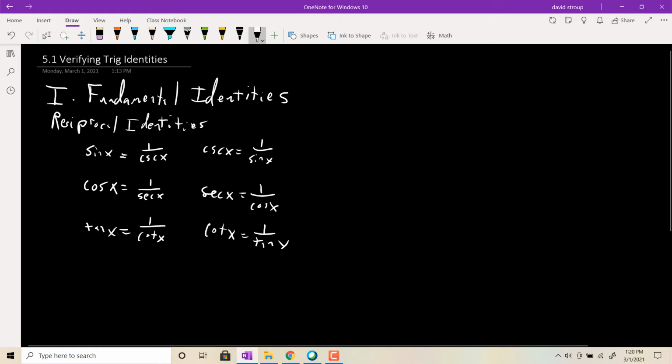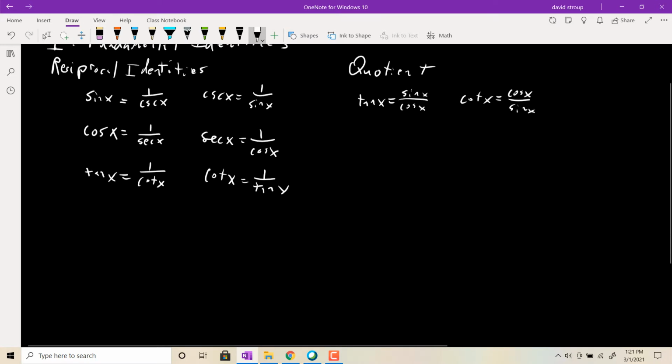Okay. Along with those, we always have the quotient identities, and that only really applies to tan and cotan. So tan x is equal to sine x over cosine x, and then cotan x is equal to cosine x over sine x. Okay, so those you should know. The Pythagorean identities, you also need to know.